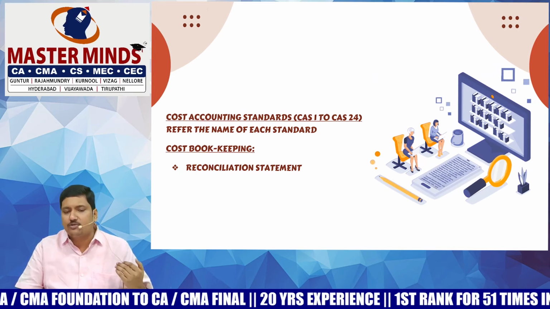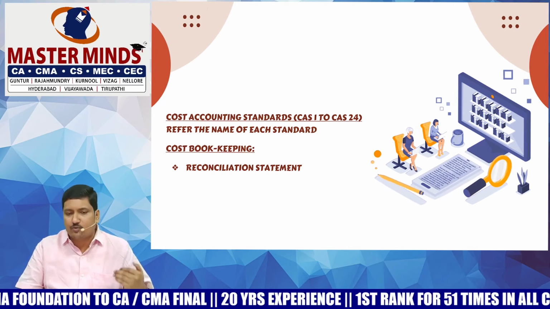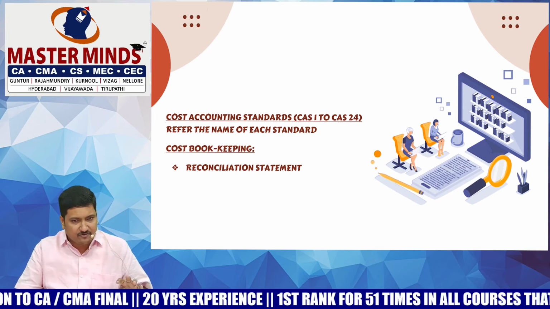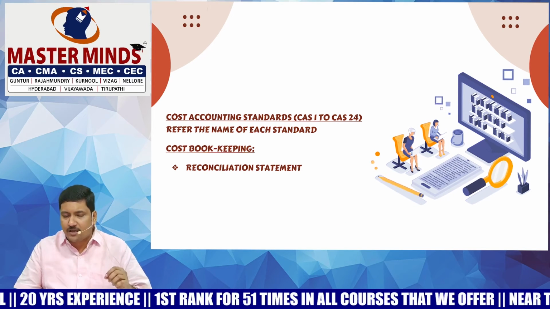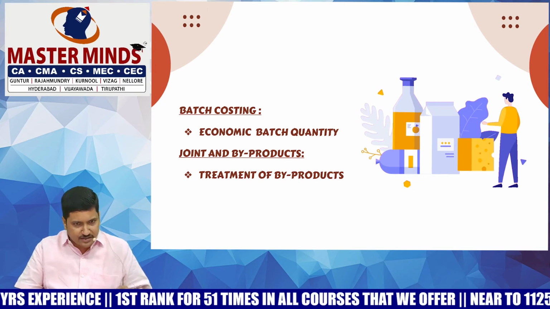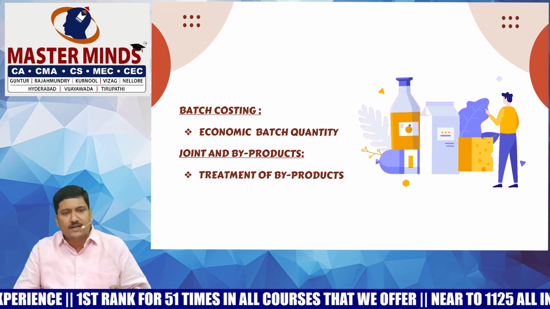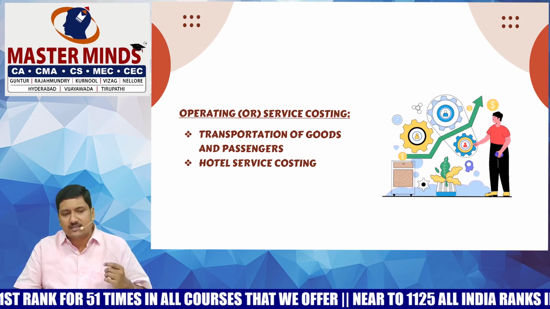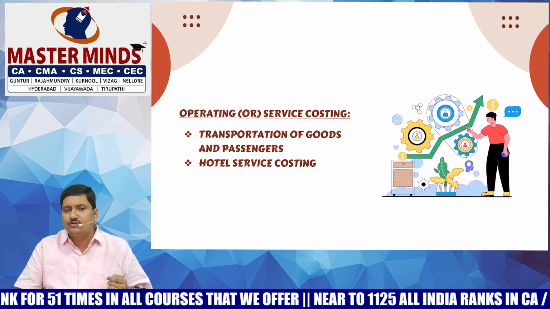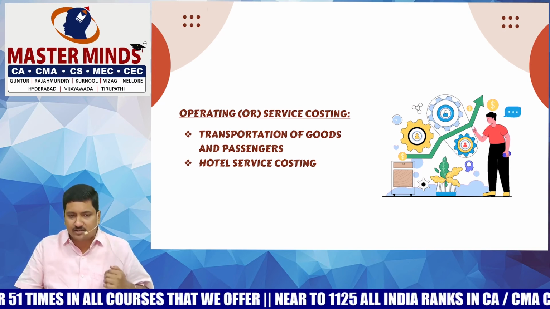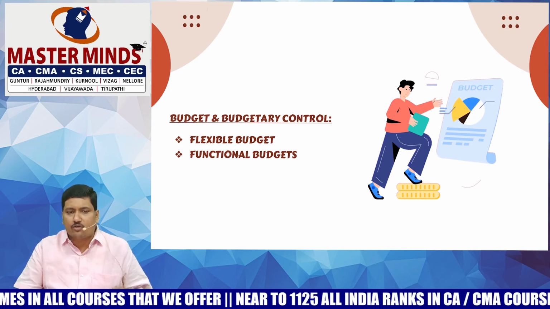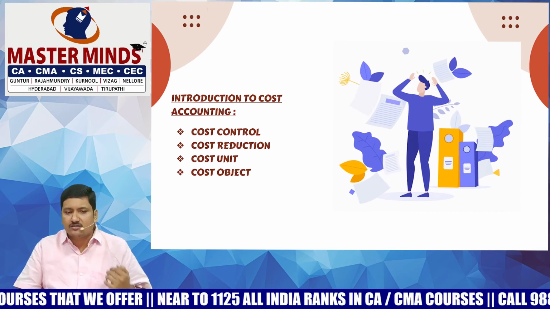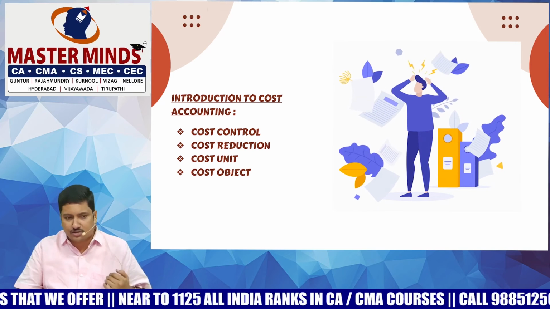After that, cost accounting standards, that is CAS 1 to 24. So at least refer the names, it's highly enough. Now coming to the chapter of cost bookkeeping, so refer the model of reconciliation statement, batch costing, economic batch quantity, joint and byproducts, treatment of byproducts, operating or service costing, transportation of goods and passengers, hotel service costing, budget and budgetary control, flexible budget, functional budget, introduction to cost accounting, cost control, cost reduction, cost unit, cost object.